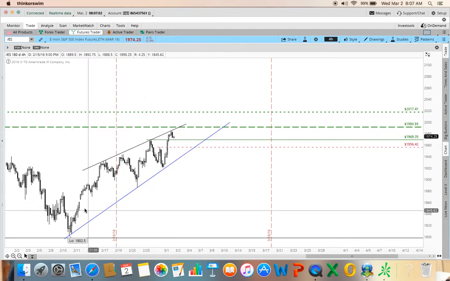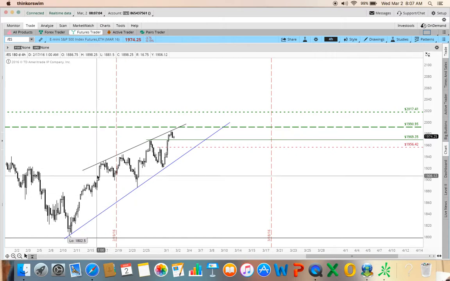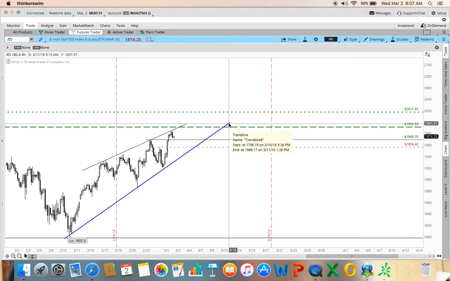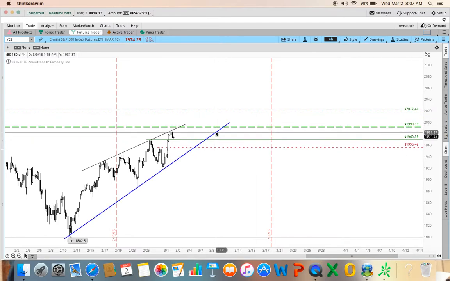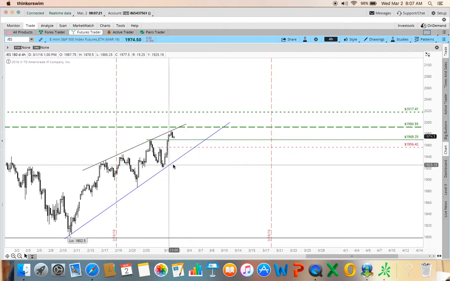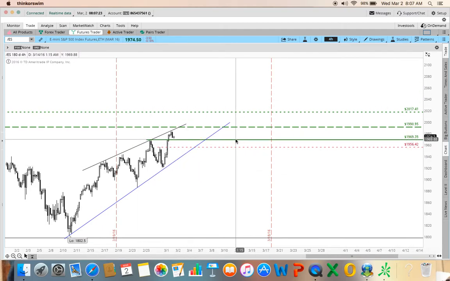How far can it go? If you see here, it can go far. It can test this, and it can test 2017 before even testing the blue line. But I'm looking at this blue line. As of now, this blue line has a lot of meaning. So how do I take my day today? As of now I think 1969, from yesterday's price action, bulls are very aggressive.